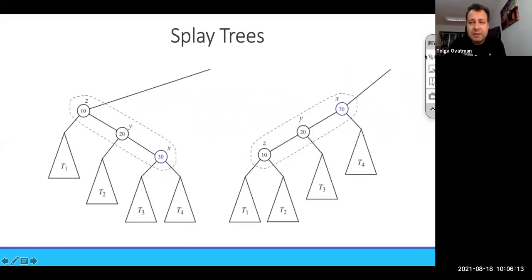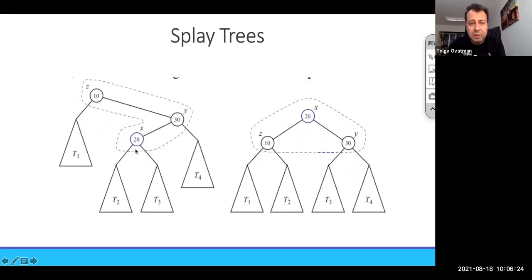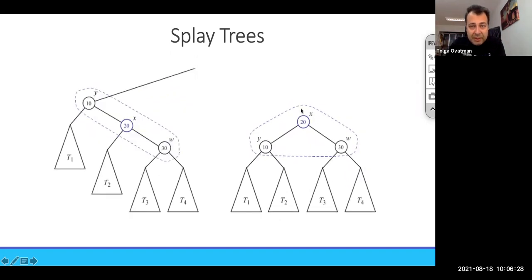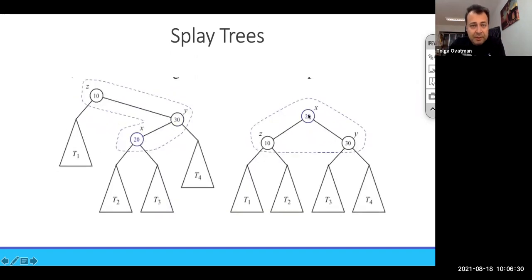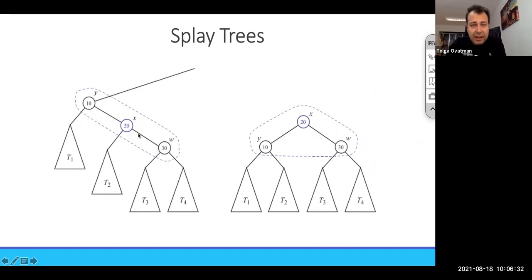In here, suppose that we were searching for 30, and we find something like this. We bring the 30 towards the upside. And let's have a look at those. Suppose we are searching for 20. Now, when we do the rebalancing, 20 goes up like this. And this is another one. Again, in this one, if we were searching for 20 and we do the rebalancing, 20 again goes up.